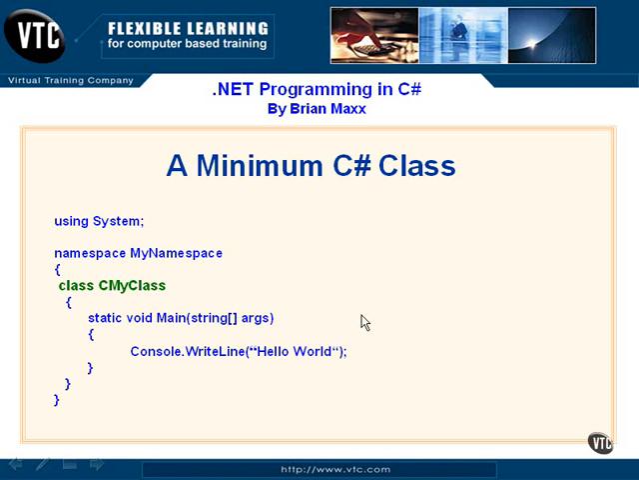Let's look at a minimum C# class, just a basic class. Normally we have our system namespace here, using System semicolon. Then we have a namespace, and within a namespace you can have one or more classes. Like I said, one class per file in the directory structure, but the namespace can have many classes.